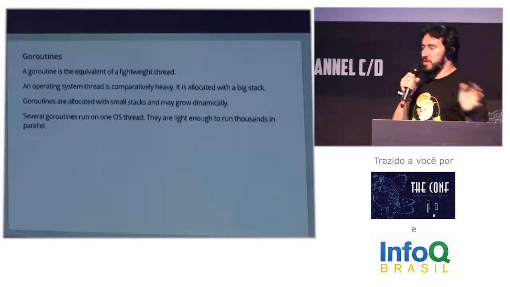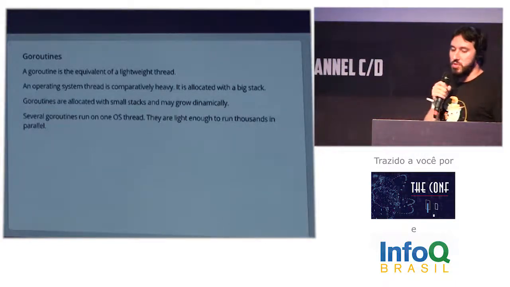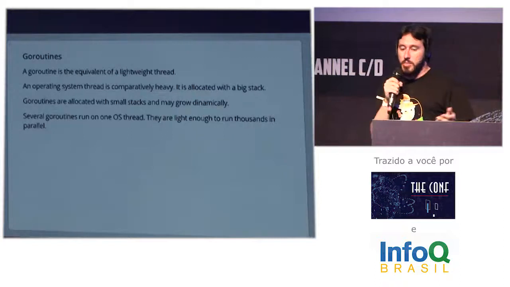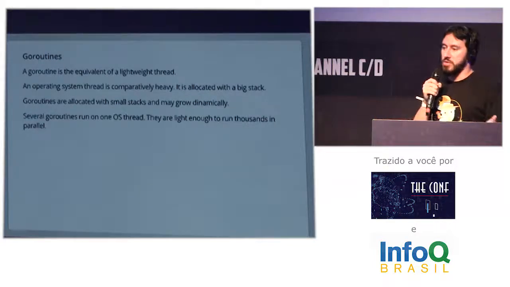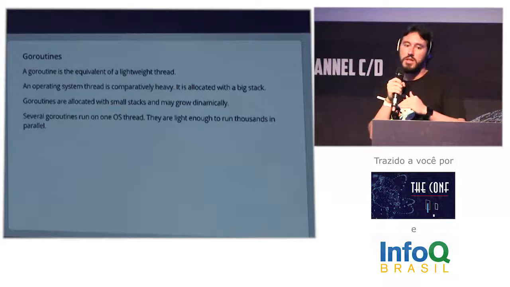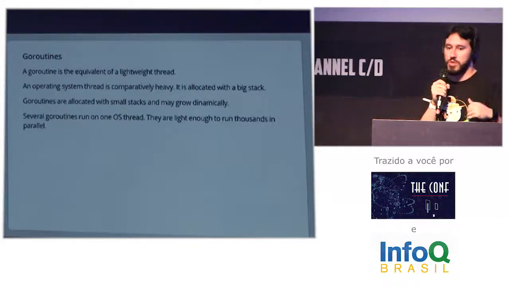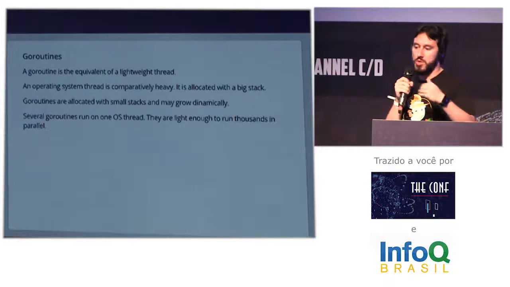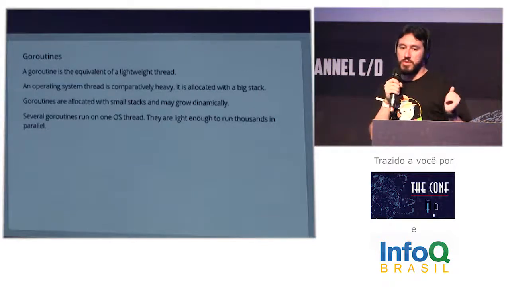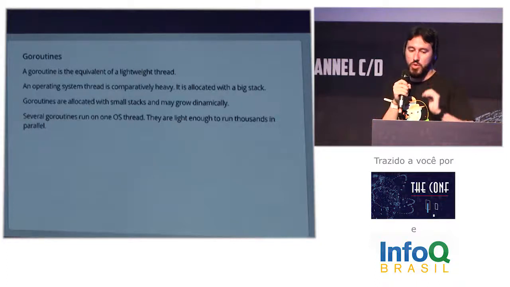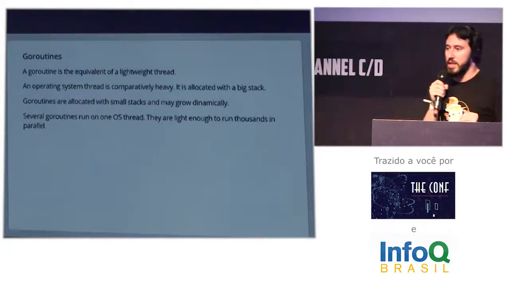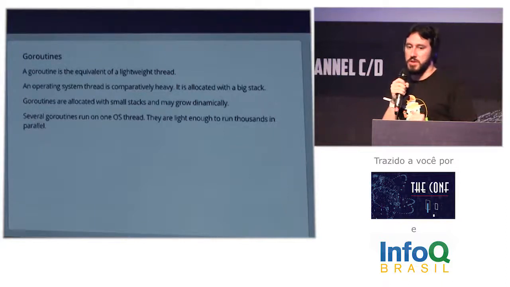A goroutine, which is the partner of the channel for building concurrent programs, is the equivalent of a lightweight thread. An operating system thread is heavier compared to a goroutine. An operating system thread is allocated with a lot of memory, and a goroutine is not. A goroutine is allocated with only a little bit of memory, and it can grow as the program develops. If you use more memory, the runtime of the Go language will adapt as necessary and give you more memory. Because of that, we can have many goroutines at the same time, because they are really light and they can grow as necessary.